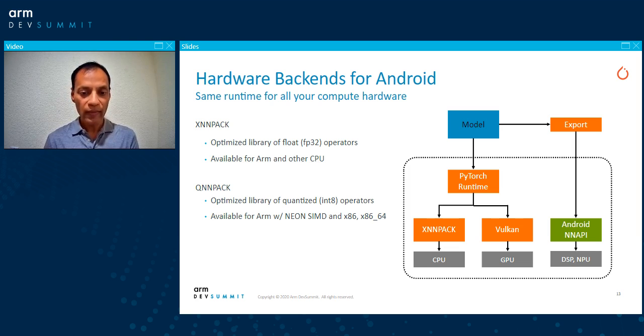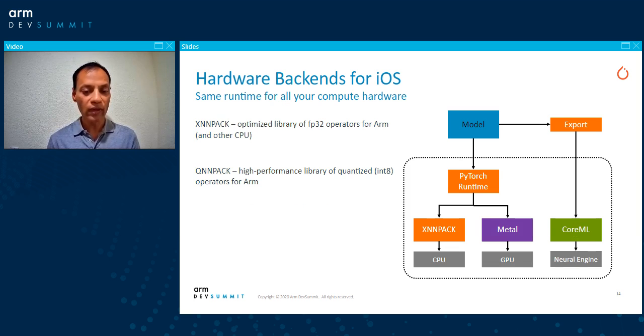As you know, many recent SoCs now include DSP and custom deep learning accelerators, also known as NPU. PyTorch supports export of the model to Android NN API and execution on these DSP and NPU via the vendor-provided HAL included in Android builds.